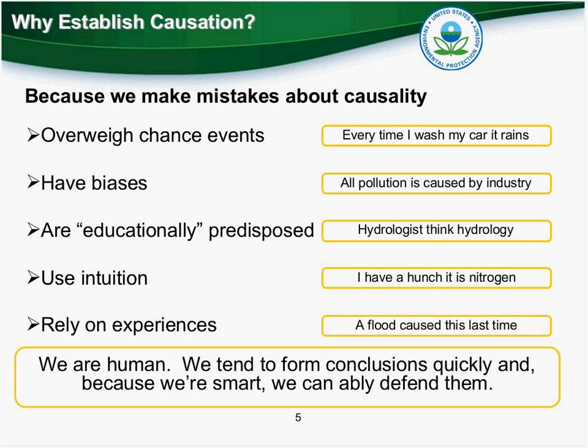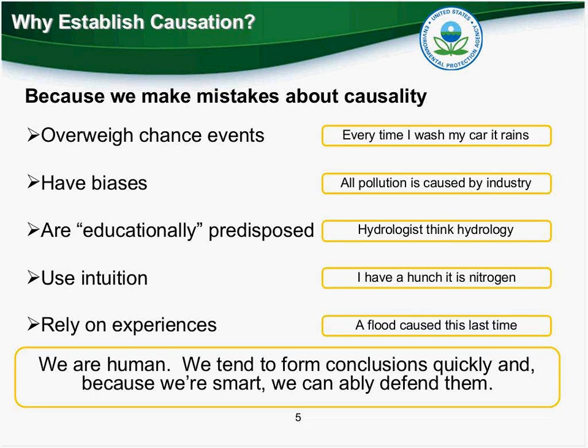And again, why establish causation? Because we're all human, and we make mistakes about causality. And we do this in many different ways. We overweigh chance events. Take the statement, every time I wash my car, it rains. It's not really true, but we often overweigh the chance event. Biases: all pollution is caused by industry.